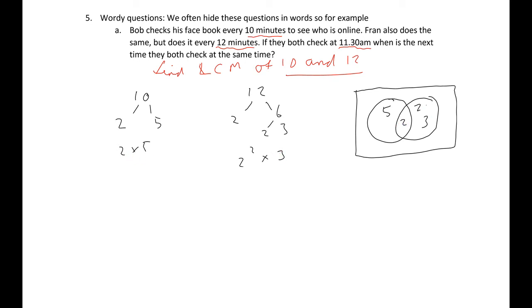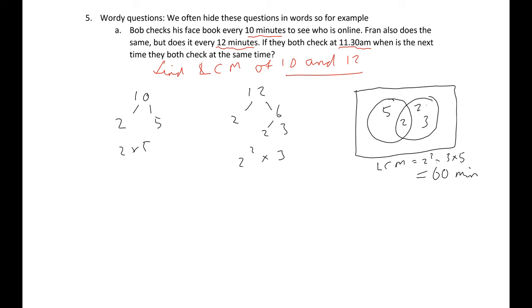Okay, I'm looking for the lowest common multiple. So I'm looking for 2 squared times 3 times 5. Right, 2 times 5 is 10, 3 times 2 is 6. So that is 60 minutes.